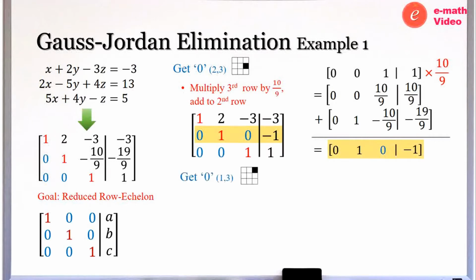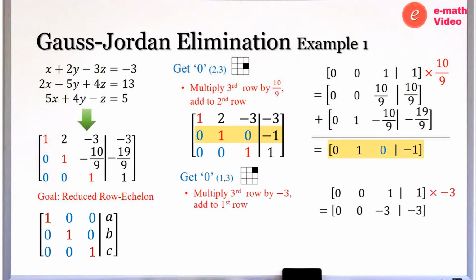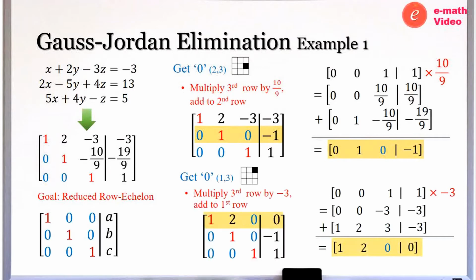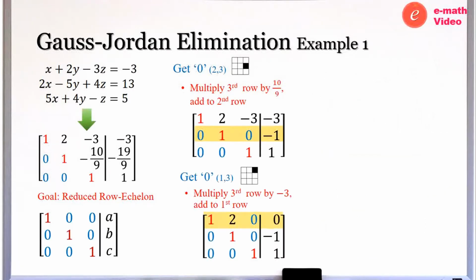To get the 0 here, same thing, multiply the third row by negative 3. Then add to the first row. Negative 3 plus 3 is 0. Write this into the matrix. Almost done. I need some space here.